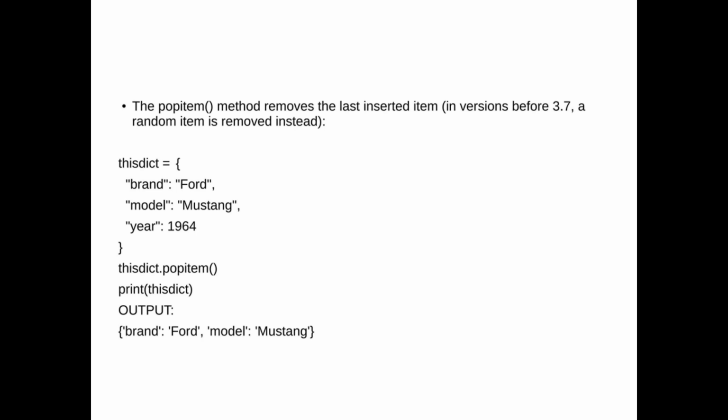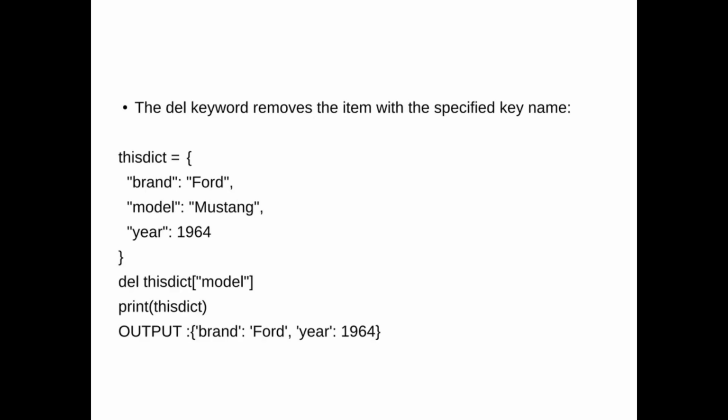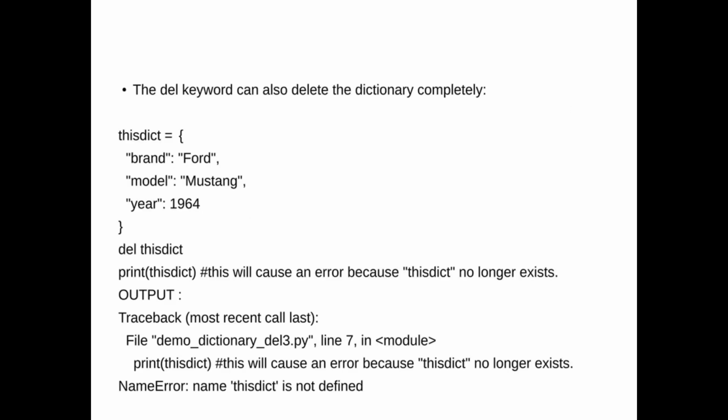The del keyword removes the item with the specified key name. Del also removes the element by using del this dictionary of model. So print this dictionary, and the model should be deleted. The remaining items should be displayed: brand as Ford and the year as 1964. It should be displayed in the output.